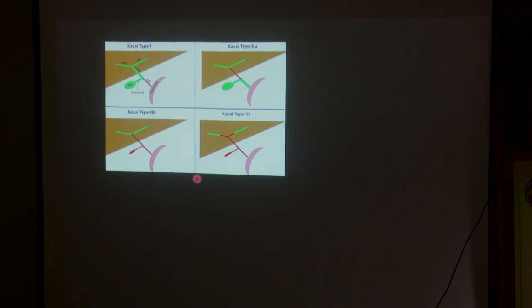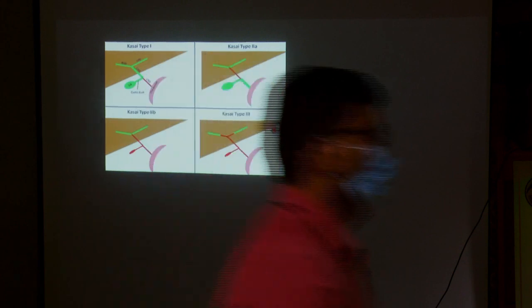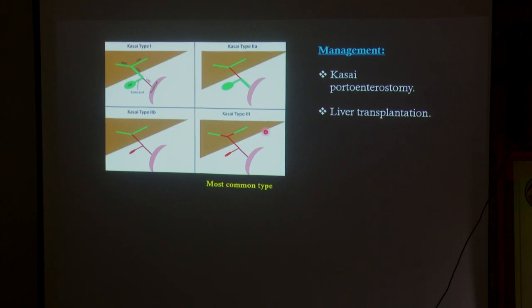In type 1, there is obliteration of only the common bile duct portion. In type 2A, there is obliteration of only the CHD, whereas in type 2B, there is obliteration of the entire common duct and cystic duct. And in type 3, there is obliteration of the right and left main hepatic ducts also. The most common type is type 3, which is seen in more than 90% of cases. It is managed by Kasai portoenterostomy and/or liver transplantation. The most common indication for liver transplantation in childhood is biliary atresia, please remember.